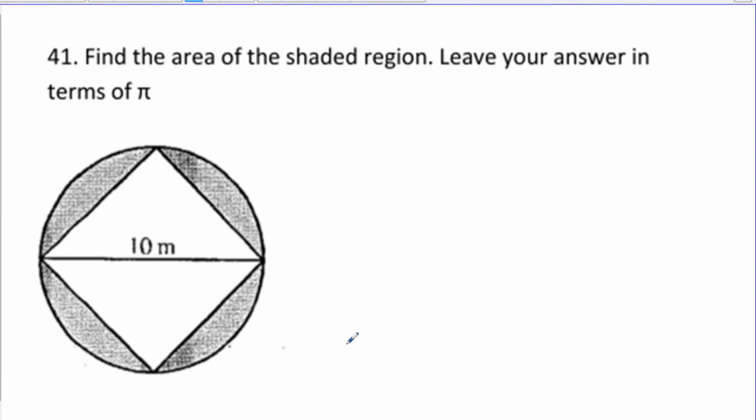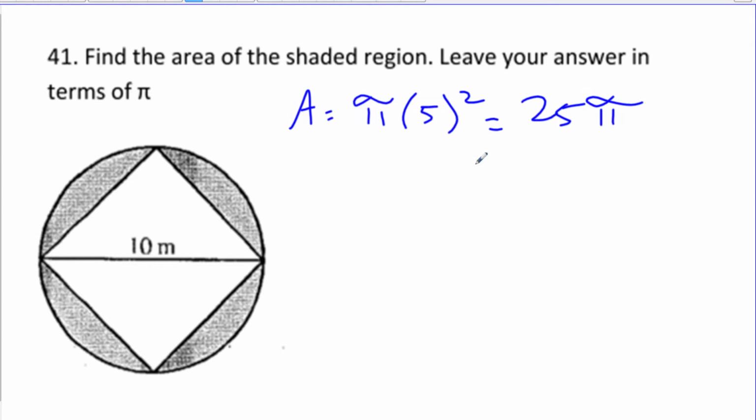Problem 41. Find the area of the shaded region. Leave your answer in terms of pi. So again, this is that whole idea that let's find the area of the big shape, which in this case is a circle. So the area of the circle is pi times 5 squared, which is 25 pi. So this is everything, and now we need to remove all of this white space.